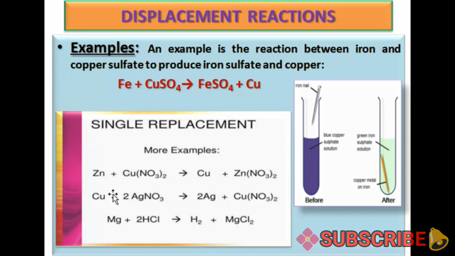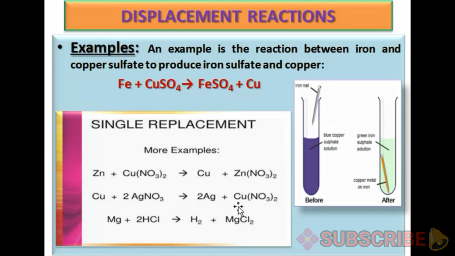Other single displacement reactions are: zinc reacts with copper nitrate and forms copper and zinc nitrate; copper reacts with silver nitrate and forms silver and copper nitrate; and also magnesium and hydrochloric acid react with each other, a displacement reaction occurs, and they form hydrogen gas and magnesium chloride.